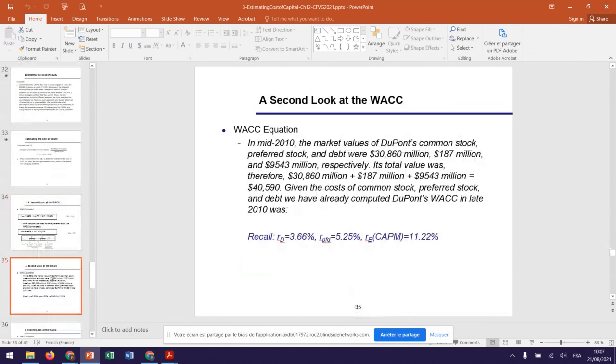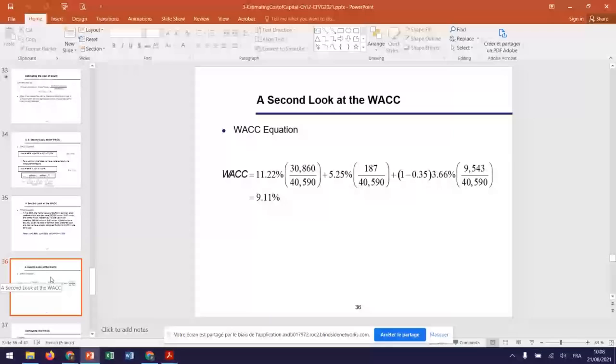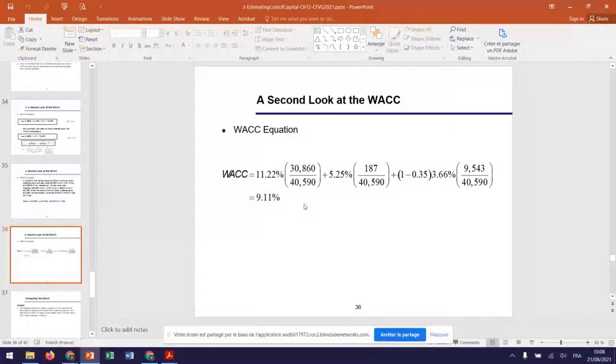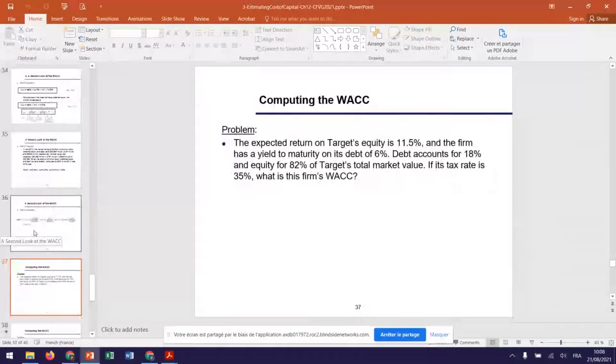All right. So, for example, this is how we put it all together. If the market value of DuPont common stock, preferred stock, and debt were 30,860, this is the example where we combine everything together to calculate the WACC. If the RD is 3.66%, R preferred stock is 5.25%, RE using the CAPM is 11.22%, which comes from the previous exercise, you can calculate the RWACC of the firm, which comes to 9.11%. 9.11% is the company's cost of capital. You use the WACC estimation as an estimate of the company or firm's cost of capital. All right.